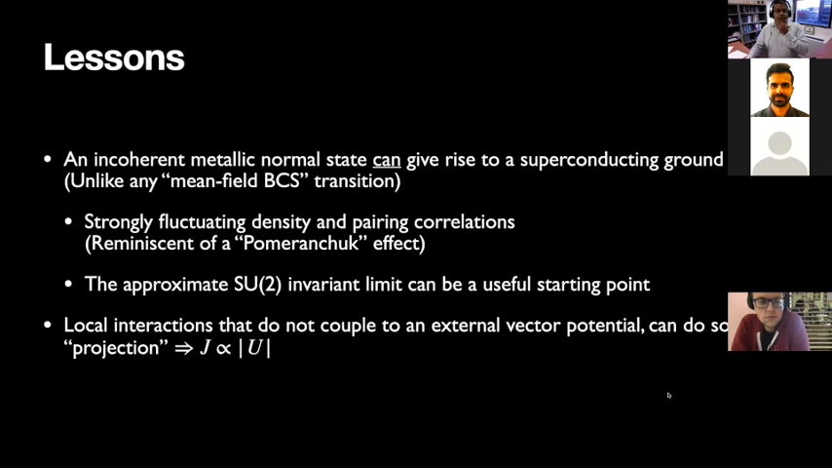So if I were to summarize the lesson that we have learned by doing these sort of exact calculations, it is as follows. At this non-perturbative limit, you have an incoherent metallic normal state that can give rise to a superconducting ground state in principle. It need not always give you a superconducting ground state, unlike what a simple application of mean field theory would predict. And this normal state is pretty anomalous because it has strongly fluctuating density and pairing correlations, at least for this specific problem. But in fact, this is quite reminiscent of a Pomeranchuk type effect.